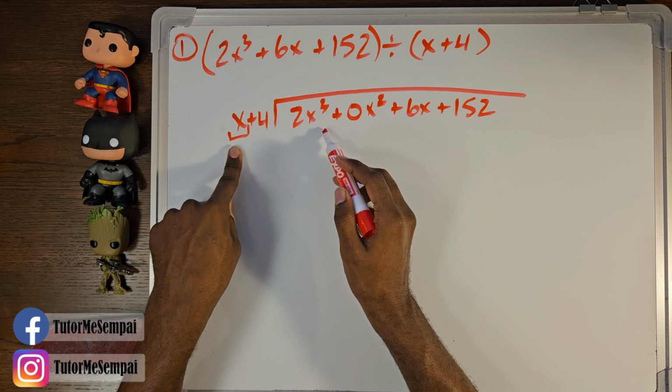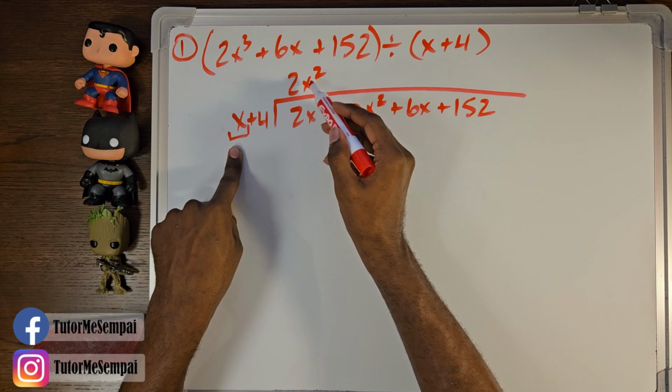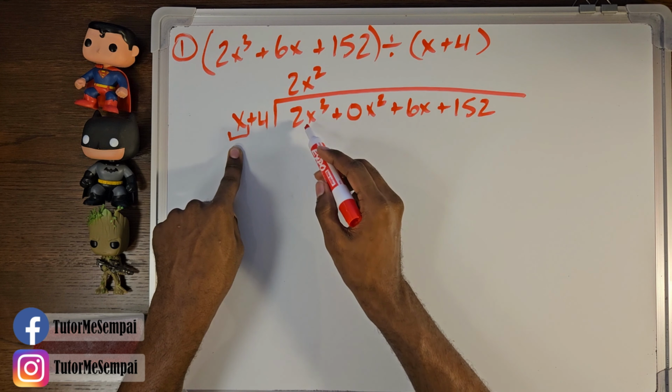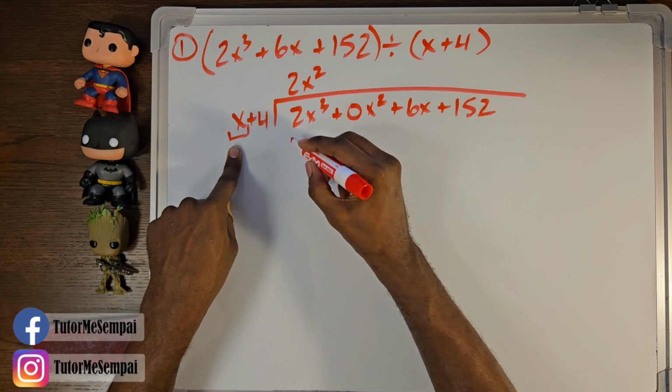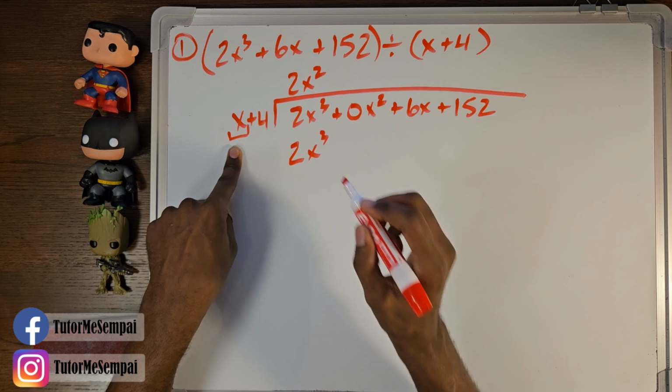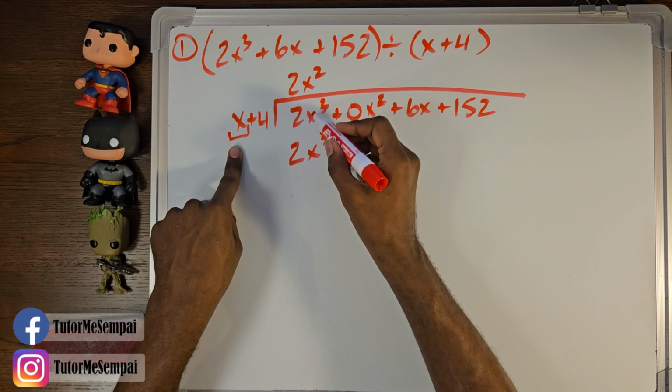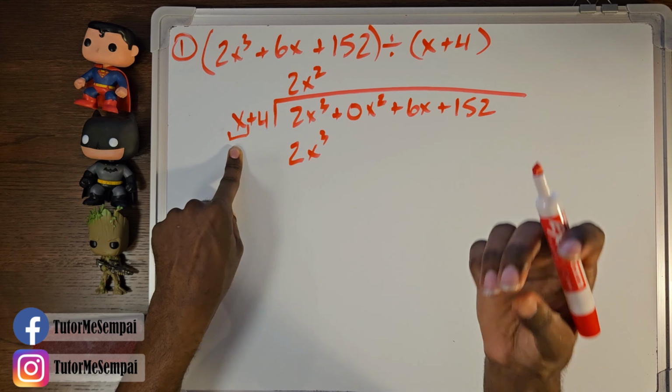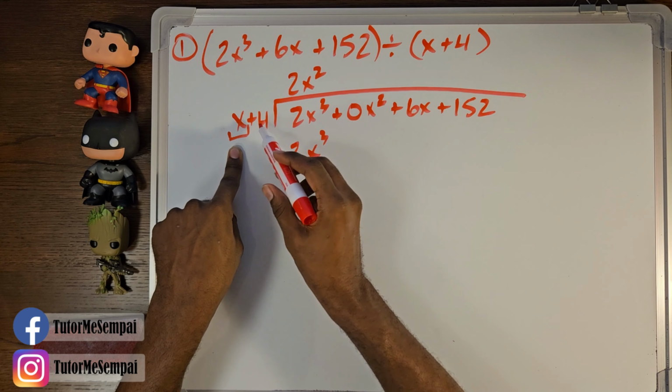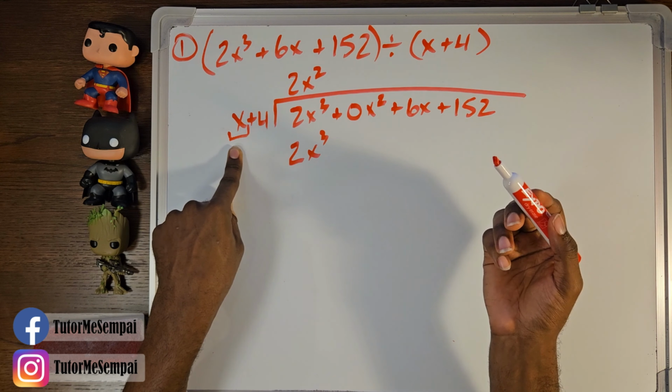Well, since we already have an x, we would need a 2x squared. If we were to multiply 2x squared times x, we should get 2x cubed. And if we do, we're going to put it right under 2x cubed. See, this should be identical. That's your first step. However, we have a plus 4 here. What do we do with that plus 4?